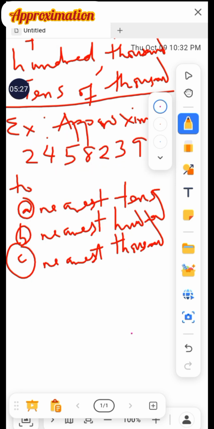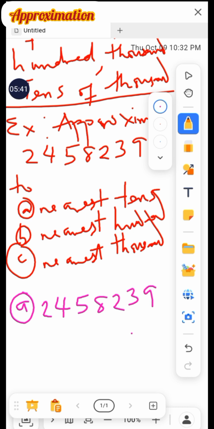So if you want to answer question A now, 2458239. The first one is nearest 10. So you have to locate which number is your tens number. Using the principle of place value, the first value from the bar is our unit, followed by our tens. So this is where we want to work on.